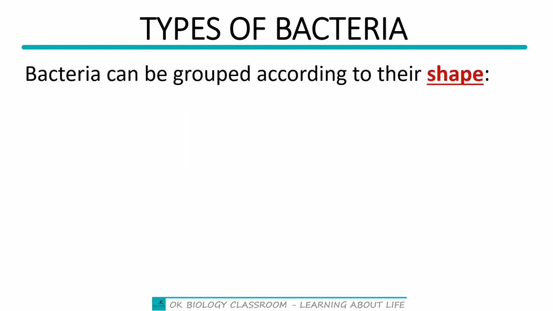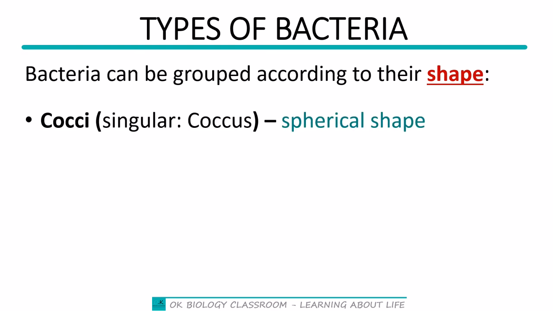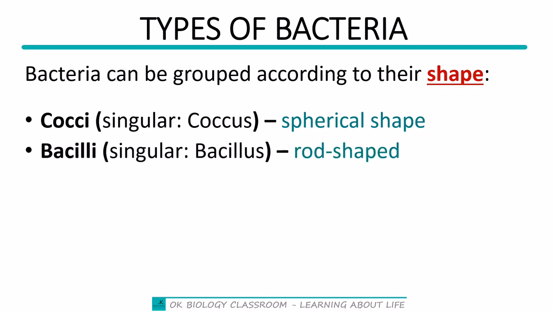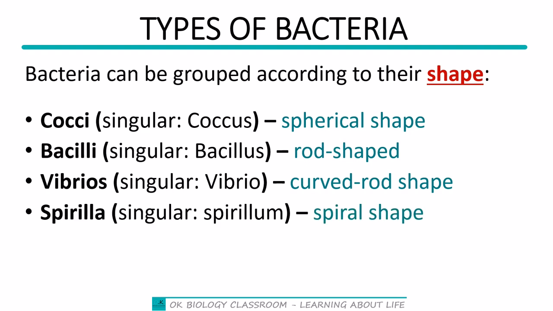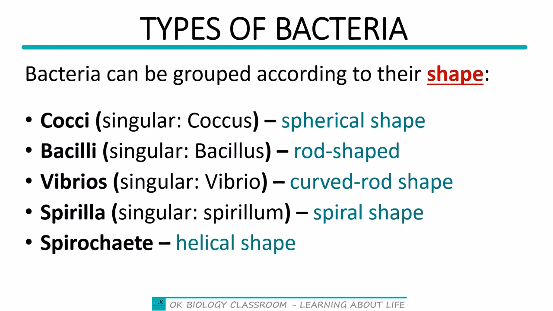So let's start by looking at grouping bacteria according to their shape. In here we have one type, Cocci, or Cocci as some people would put it, and the singular word is Coccus. These are the bacteria that are spherical in shape. Then we have Bacilli or Bacillus for those that are rod-shaped. Then there are Vibrios that are curved rod-shaped. And the Spirilla, singular Spirillum, they are the spiral-shaped ones. And then we have the Spirochaetes, the helical-shaped ones.